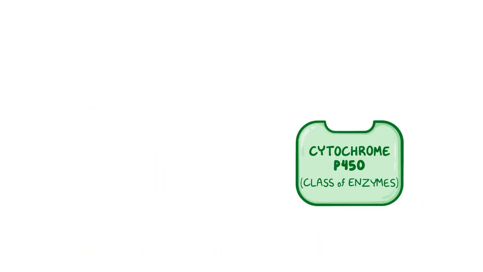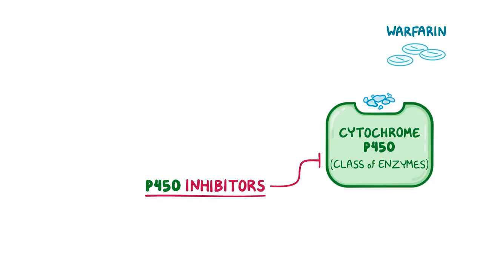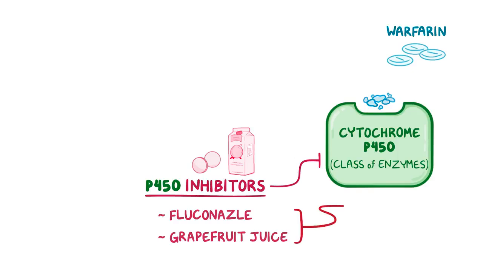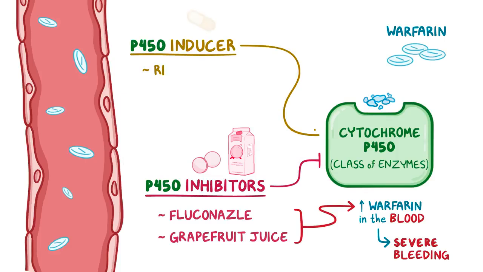As an example, let's look at the anticoagulant warfarin, which is broken down by cytochrome P450. An inhibitor of these enzymes, like the antifungal fluconazole or even grapefruit juice, will cause warfarin to build up in the blood, which leads to severe bleeding. On the other hand, an inducer, like the antibiotic rifampin, will cause increased metabolism of warfarin, so a larger dose will be needed to achieve the wanted effect.